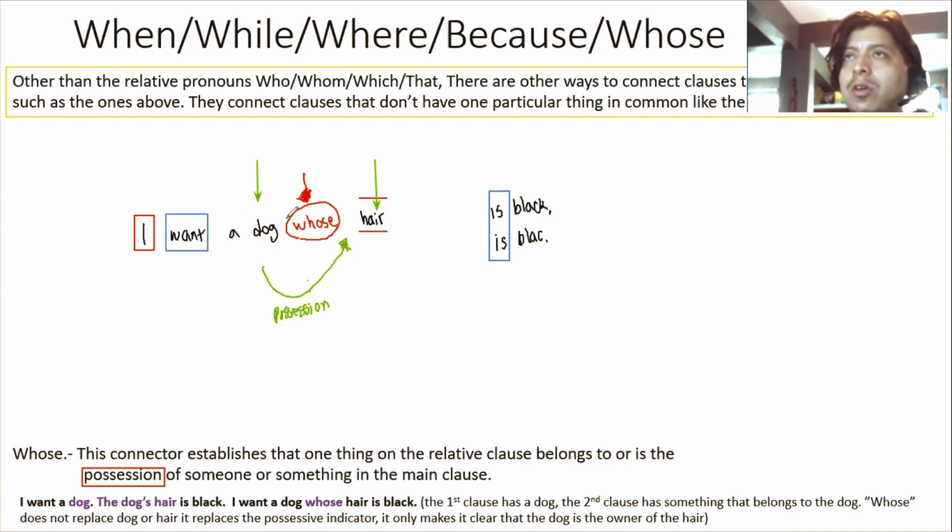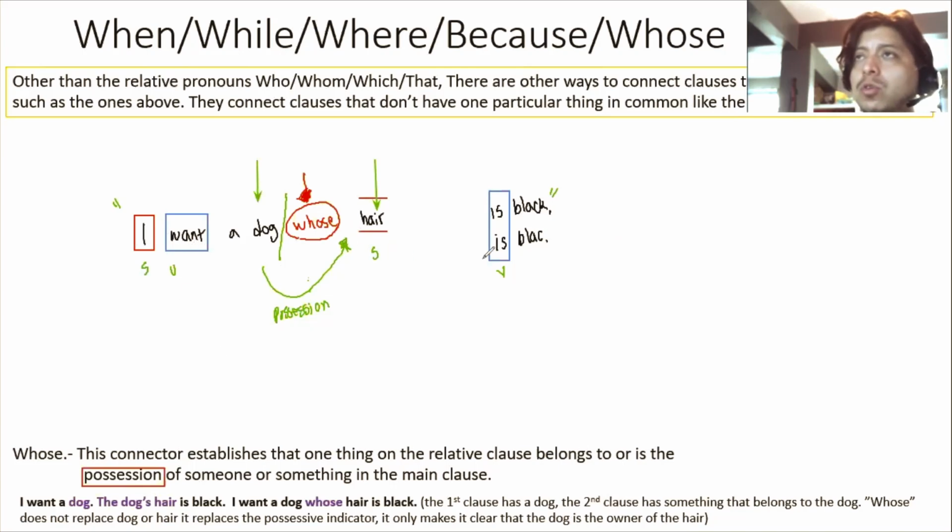is black." Aquí esta es una división: este es mi primer sujeto y verbo, y aquí tengo otro sujeto y verbo, ¿sí? Yo quiero un perro cuyo pelo sea negro. Es como un "cuyo", que significa que quiero un perro que sea el poseedor de un pelo negro, ¿sí? Este solo se utiliza cuando estamos hablando de posesión.